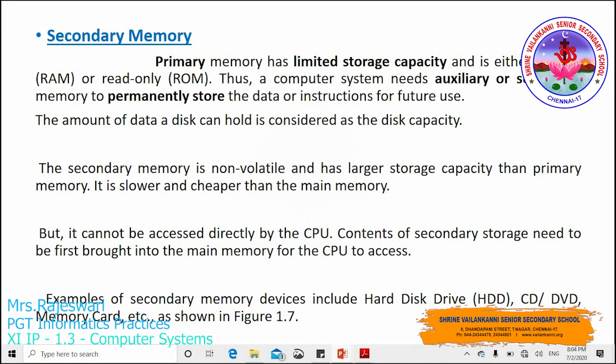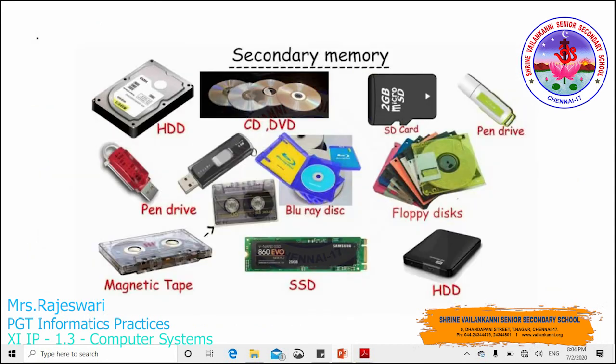Examples of secondary memory devices include your hard disk drive, CD or DVD, and the memory card which you use in your digital cameras or in your phone. All these things you can consider as examples of secondary memory. See, these are the secondary memory storage devices. A magnetic tape, which you would have seen some decades ago in tape recorders. Then a Blu-ray disc, a floppy disk which we used so many decades ago, hard disk drive, pen drive. All these things you can consider as examples of secondary memory.